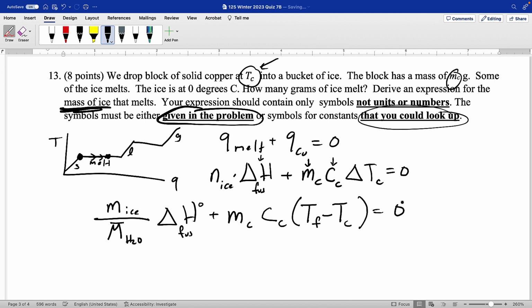Okay, now we're almost there because mass of ice is what we're looking for. That's our unknown. And these other things, they're all things we could look up, right? We could look up the heat capacity of copper. We're given the mass of the copper block. The temperature of the copper at the start was given. But what about this? This was not given. So we can't have that in our answer. But remember, since only some of the ice melted, there was leftover ice. We must have ended up at 0.